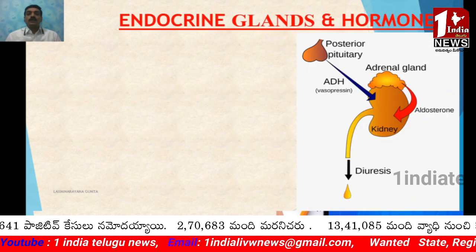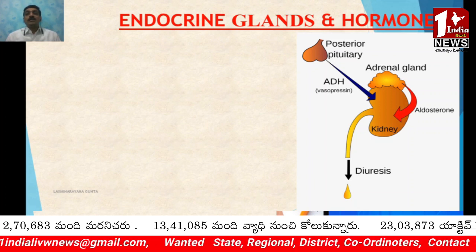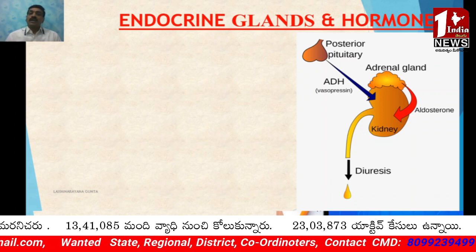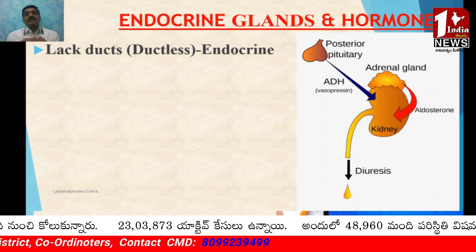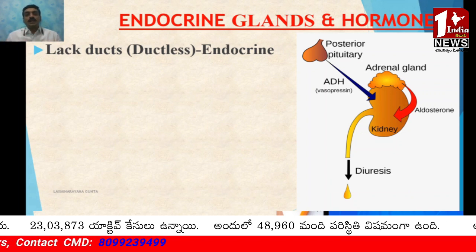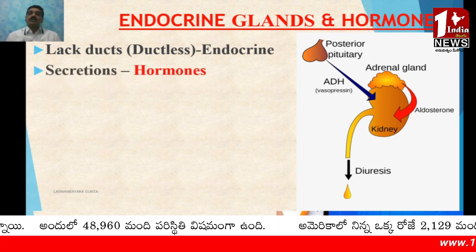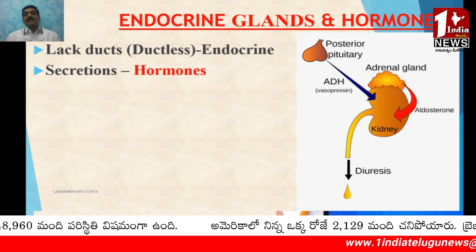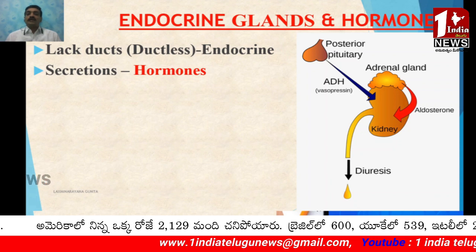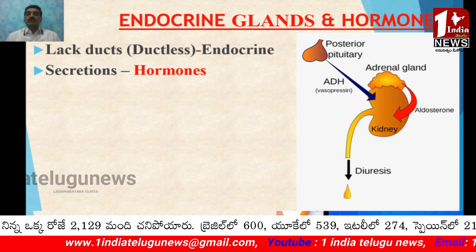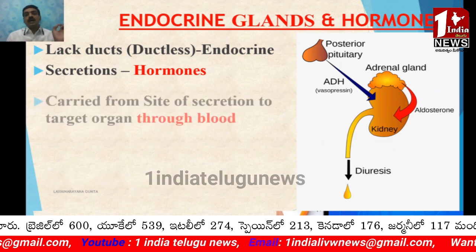As we already have learnt in the glandular epithelium, there are two types of glands based on their mode of pouring. They are exocrine glands and endocrine glands. Exocrine glands are ducted glands, meaning they contain ducts, and their secretions are called enzymes. Whereas endocrine glands are ductless glands, that means they lack ducts, and their secretions are called hormones.